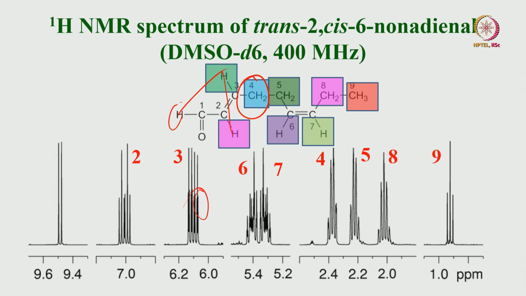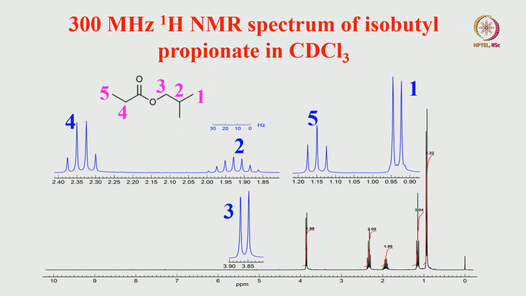Now next is this one, proton 2. This proton 2 is very easy to understand. First of all, it is going to be a doublet, trans coupling with that, and doublet of doublet because of this, and a long range coupling with this. Let us see, that is proton 2, and this CHO has coupling only with one of them. So, it is a doublet. That is how we can make the assignment. That is a very simple assignment.